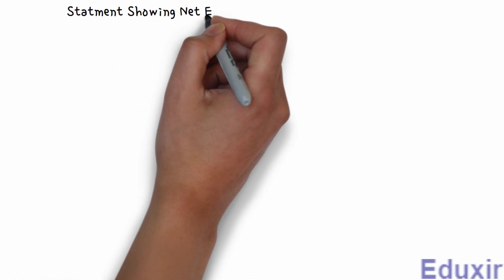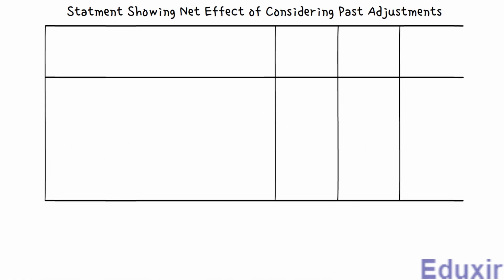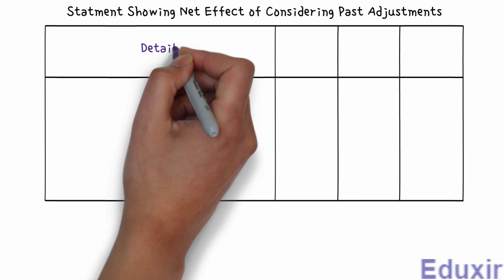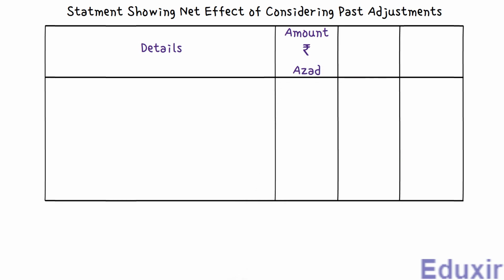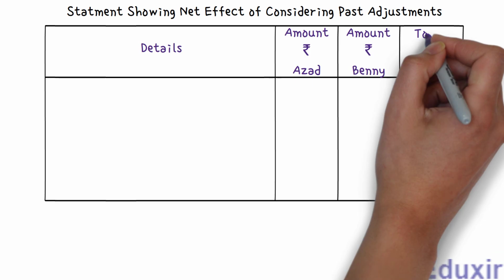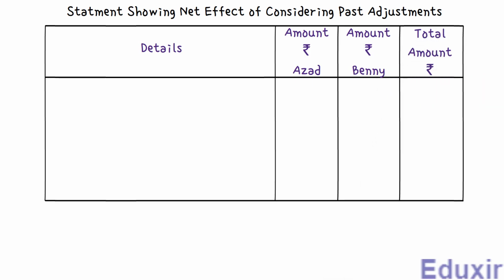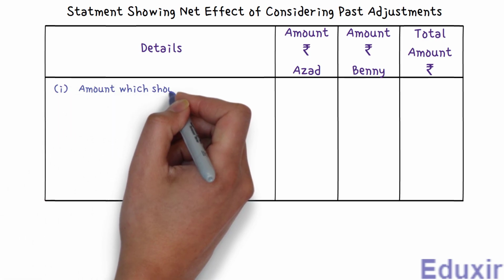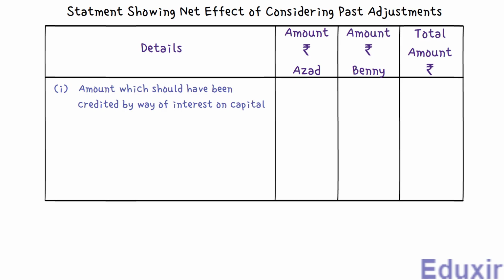So, let's record this in the statement showing net effect of considering past adjustments. Let's have the columns for details, amount in rupees for partner Azad, amount in rupees for partner Benny, and finally total amount in rupees. In the details column, let us first write amount which should have been credited by way of interest on capital. This is the amount which was supposed to be credited but not credited.